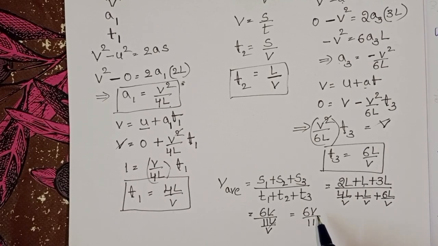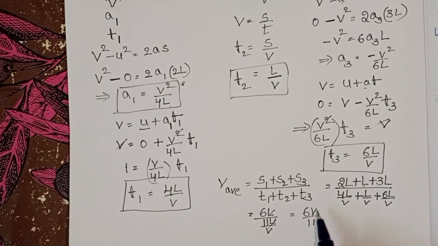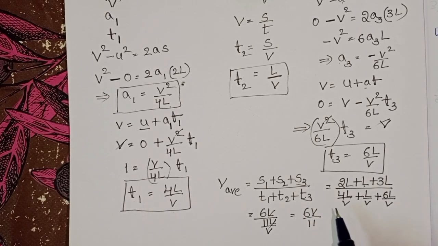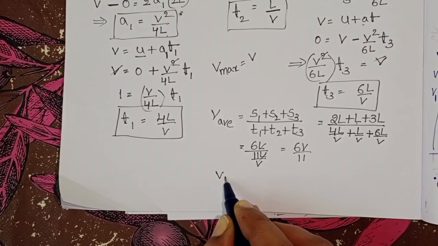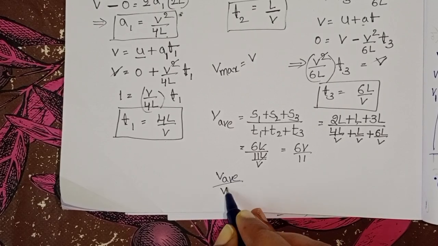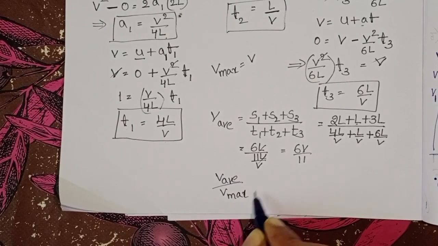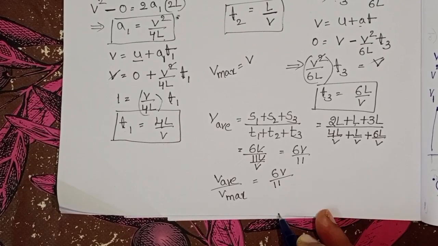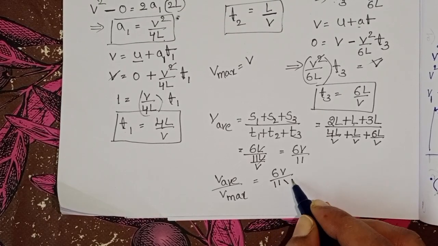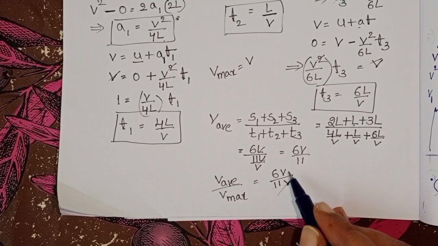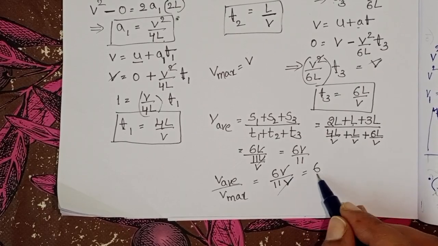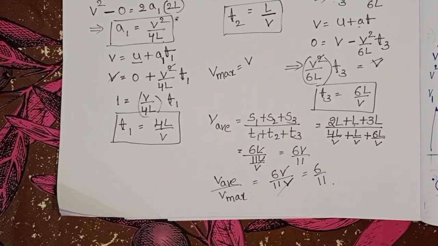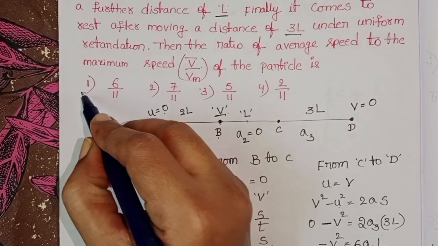This is the average speed. Now we want the ratio of average speed to the maximum speed. Average speed to the maximum speed is equal to 6v by 11 by v. It becomes reciprocal, v and v get cancelled. So the answer is 6 by 11. First option is correct.